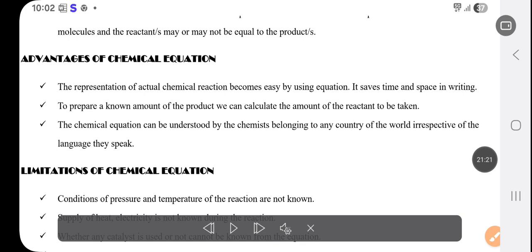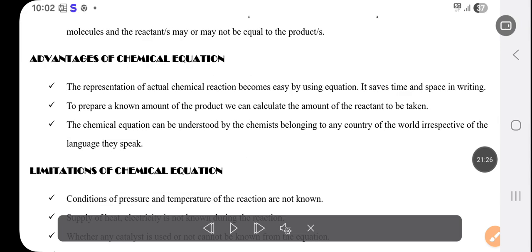but if we write Cu, then every chemist and every person who knows chemistry can understand that Cu means copper. But if we say copper in English, then other chemists might not know it fully or might take a lot of time to understand it with a lot of study. So the chemical equation can be understood by chemists belonging to any country of the world, irrespective of the language they speak.